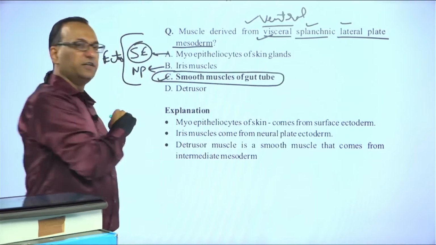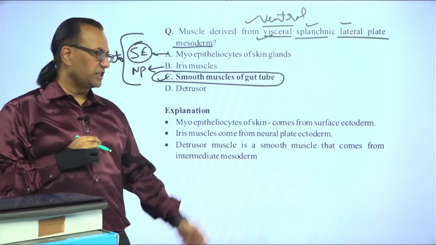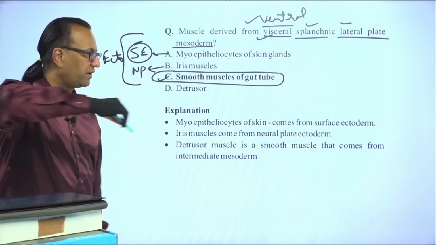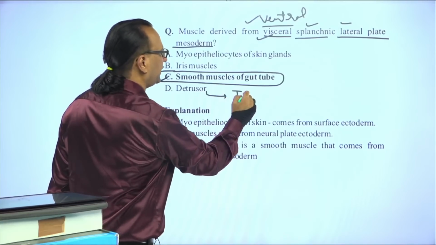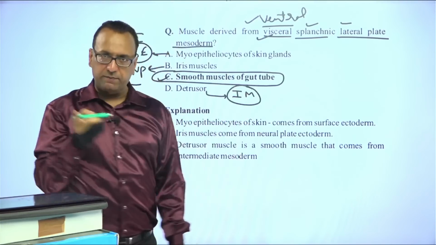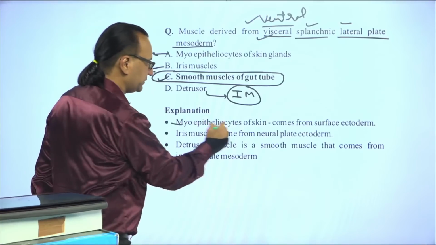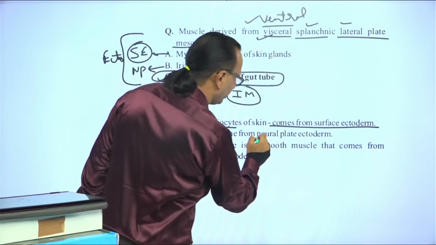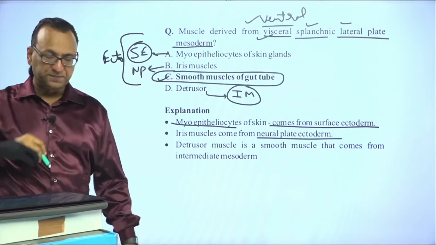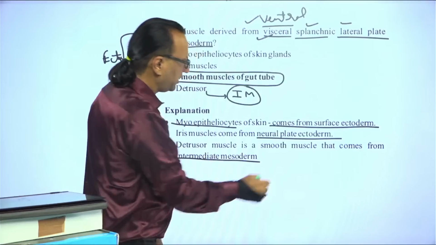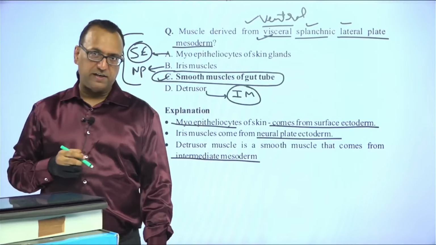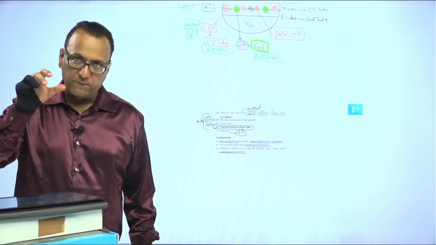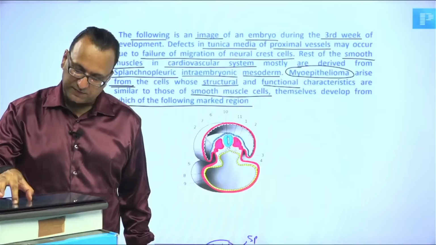Then what about the detrusor? The detrusor is a smooth muscle of the urinary bladder, genitourinary system. It would have come from intermediate mesoderm. The same thing is written here. Myoepitheliocyte, the surface ectoderm, and iris muscle, sphincter pupillae, dilator pupillae, neural plate ectoderm. What about the detrusor? Detrusor is intermediate mesoderm. So the only thing which is the answer here is choice number C. I hope this revises your mesoderm briefly, but the answer, tell me the answer.